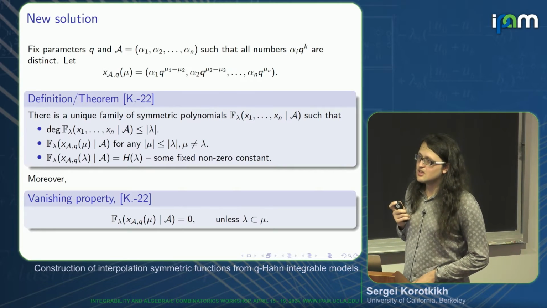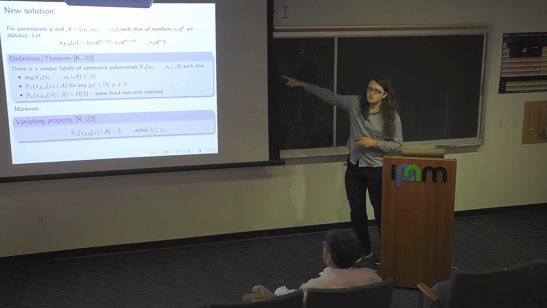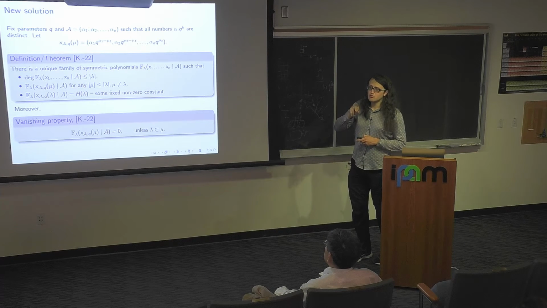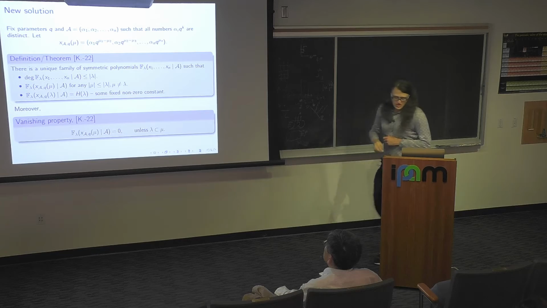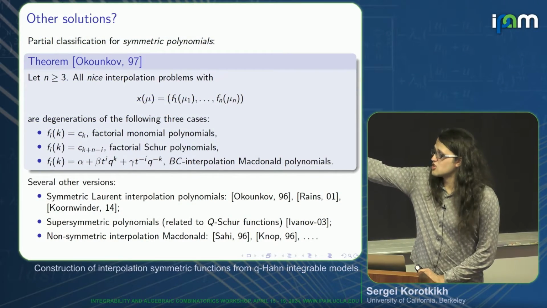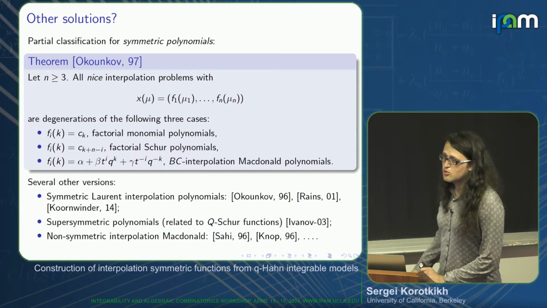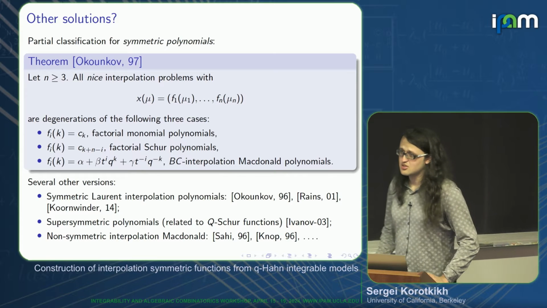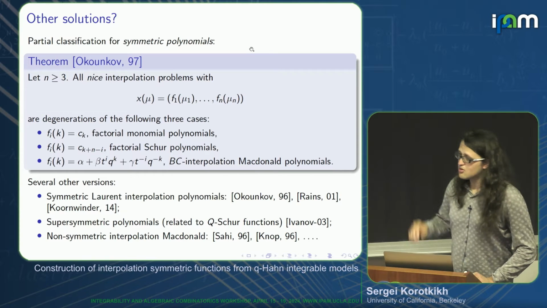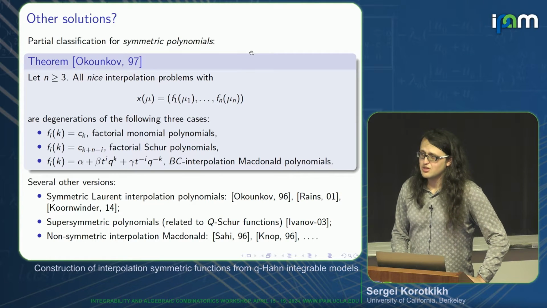Yes? Could you repeat why it didn't fit the previous classification? Yeah, the previous classification does not work because here, for example, the first coordinate depends on the difference between mu1 and mu2, while the previous classification only covered the cases where each coordinate depends on a single part of the partition. The first coordinate depends on mu1, the second coordinate on mu2, and so on. Well, it doesn't matter because the coordinates are symmetric, but still each individual coordinate depends only on one part of the partition.